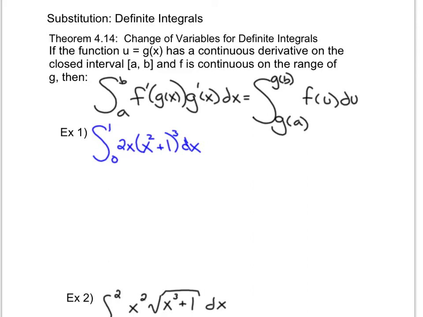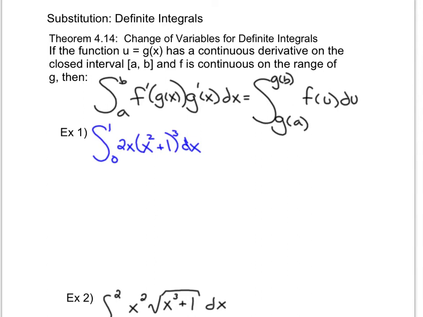The last thing I would like to talk about from section 4.5 of your calculus book is substitution with definite integrals. So notice this definition here if you want to read through it. It just tells me the change of variables for definite integrals. So if I have some inside function u, or g of x, we discussed this in class, we can either call our inside function g of x or u.